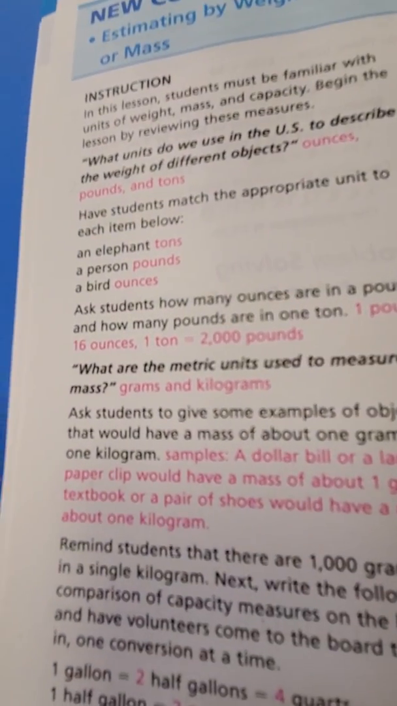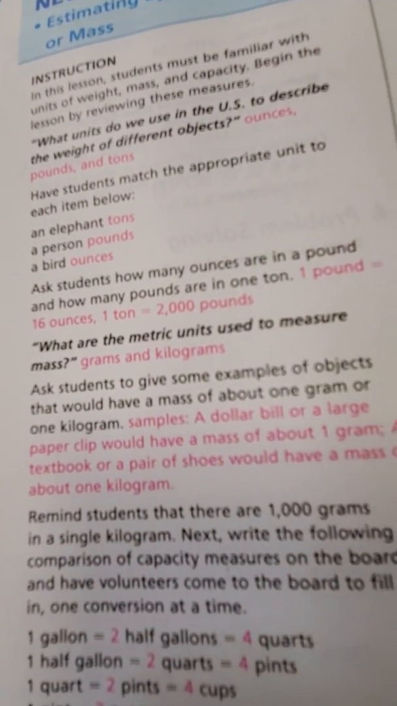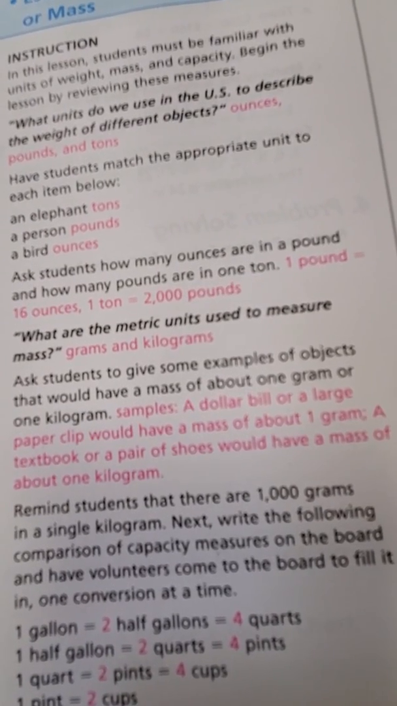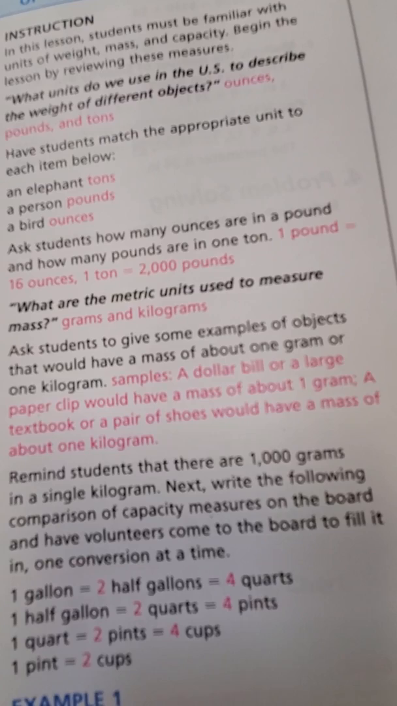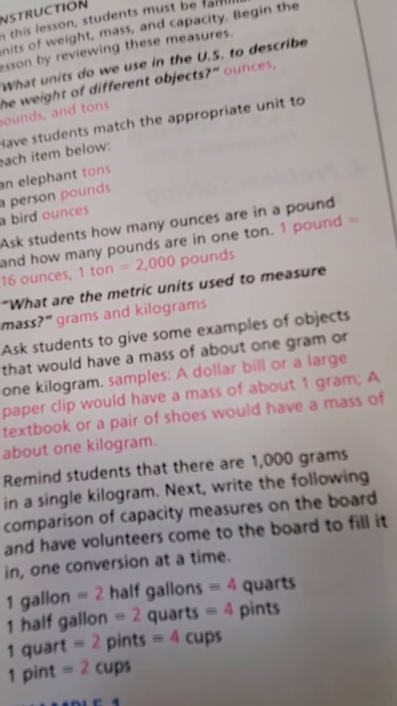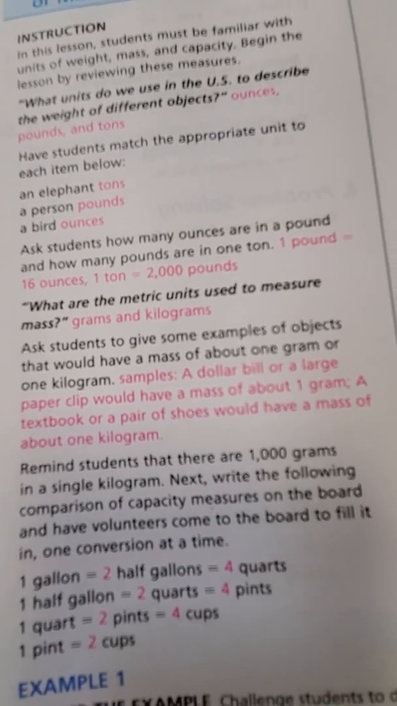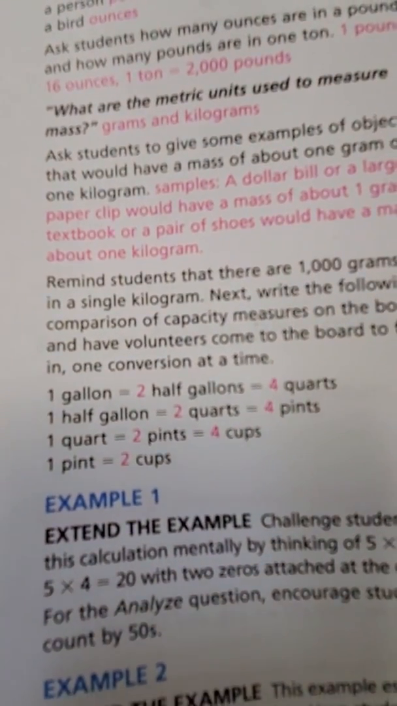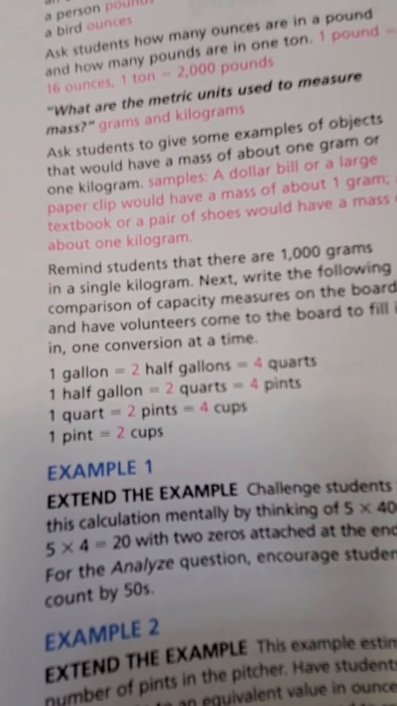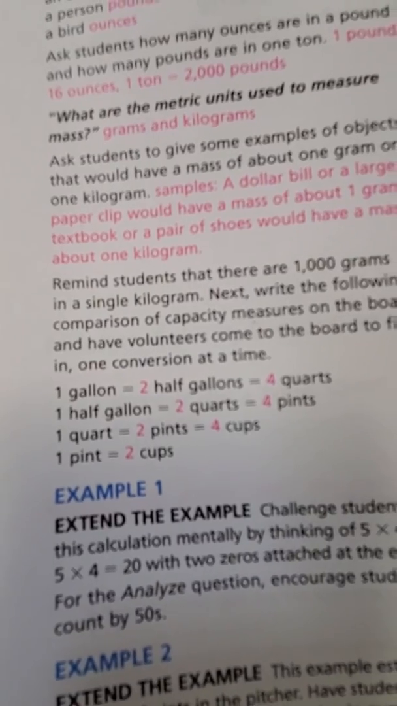There's another form of measurement, and that's called the metric system. That uses things like grams and kilograms. So a dollar bill or a paper clip is going to use the weight measurement of grams, whereas something heavier like a pair of shoes or a book would use things like kilograms. And you'll see here a conversion chart for some of the U.S. customary system as well. You can pause that if you need that a little bit later.